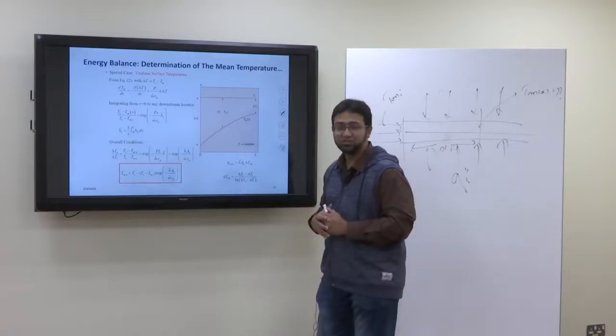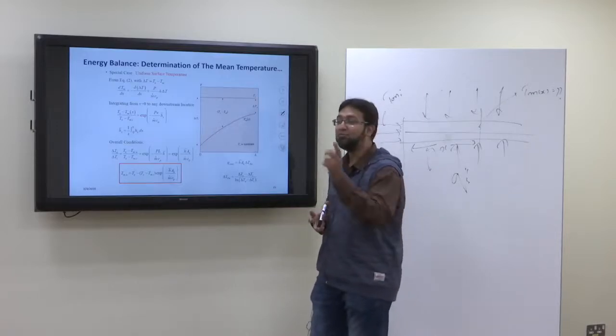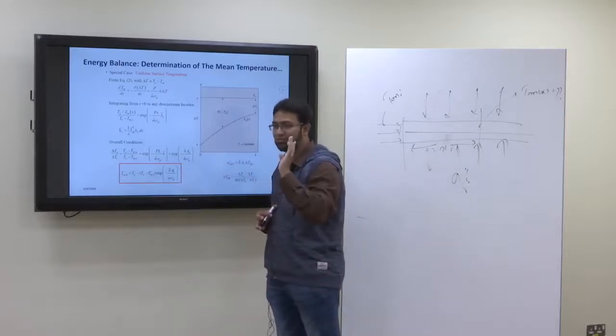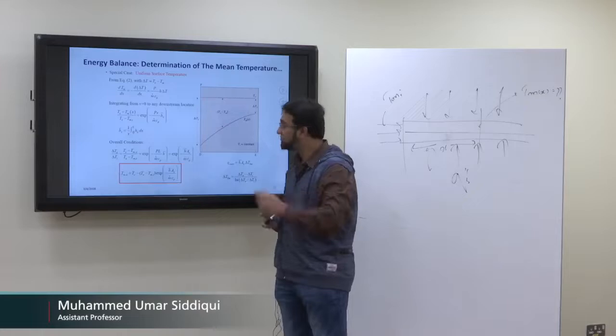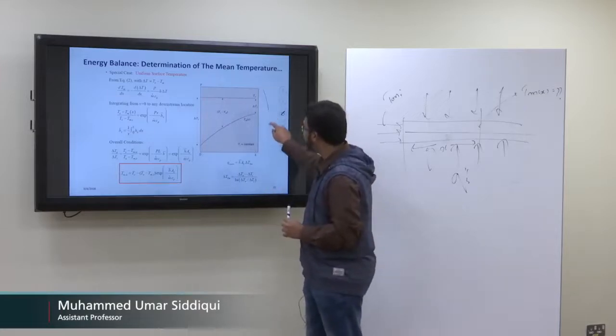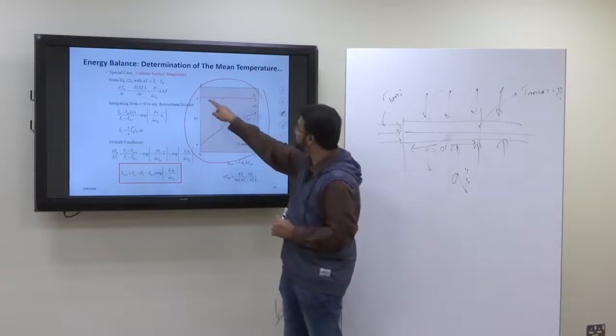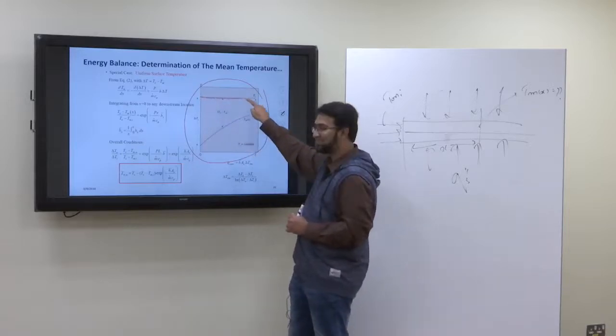So this is for the other case. If we do not have the constant heat flux, if we have a constant temperature of the surface, then this is the temperature distribution. So surface temperature would remain constant, Ts.